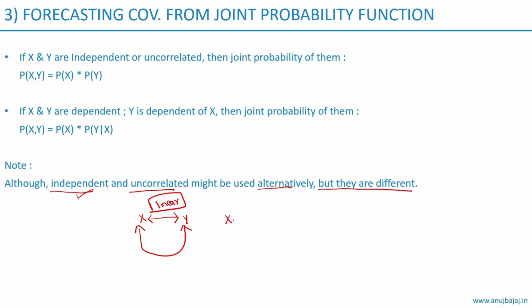But if I say asset X and asset Y are independent of each other, this means they don't have any sort of relationship among them. There is neither any linear relationship nor any sort of curvilinear relationship. So technically speaking, independent and uncorrelated are different. But still, throughout the curriculum, they are used interchangeably.